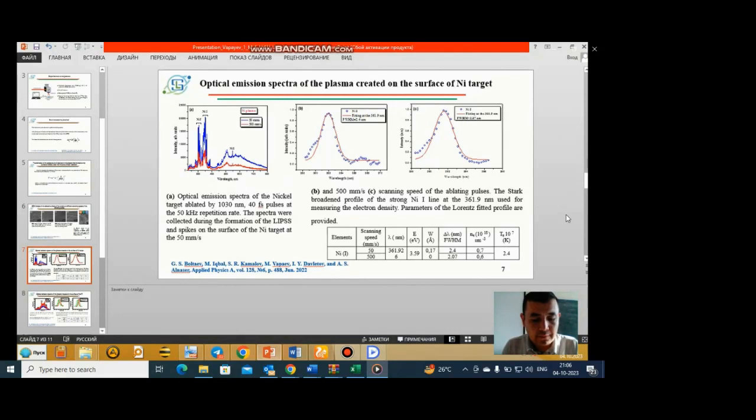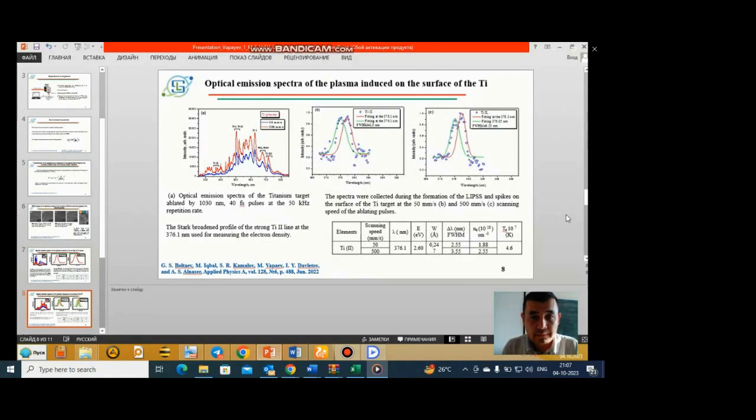In the case of nickel, the plasma lines were identified using the database from NIST. From this database, we obtained that the line of nickel at 361.9 nanometer corresponds to the singly charged nickel ions. See figure E, B, C.